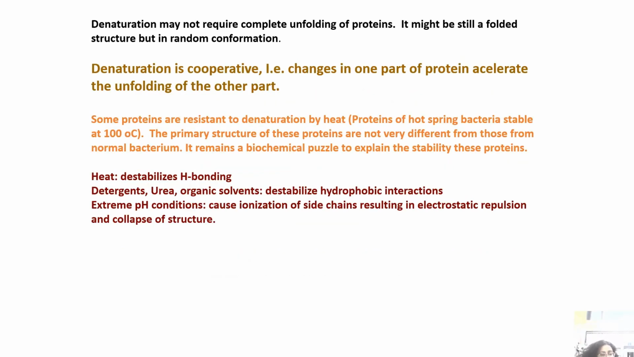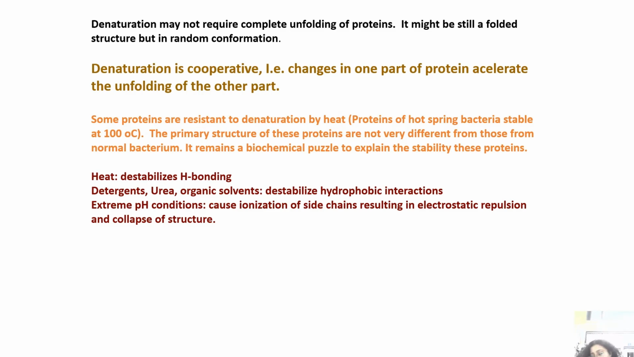Denaturation may not require complete unfolding of proteins. Okay, it might still be a folded structure, but in random conformation. So denaturation is cooperative. That is, changes in one part of the protein accelerate the unfolding of the other part.